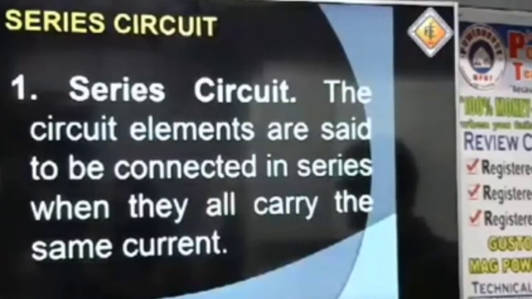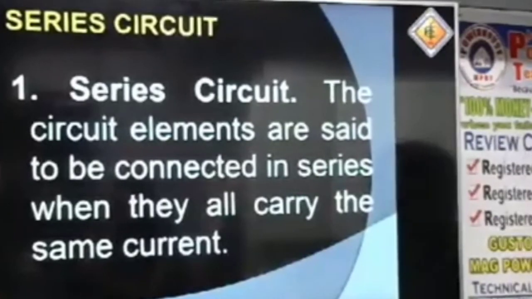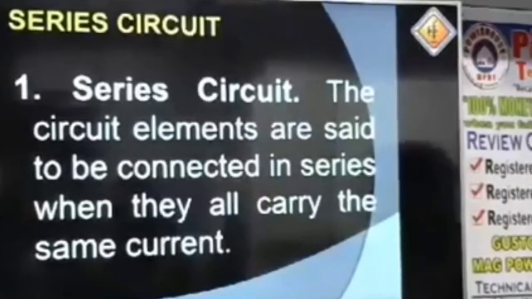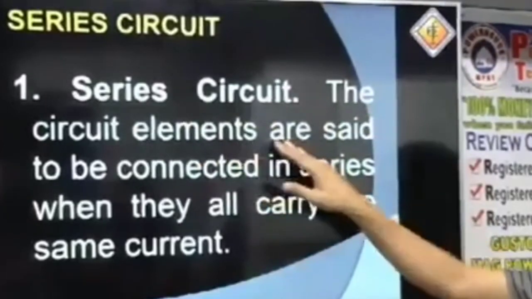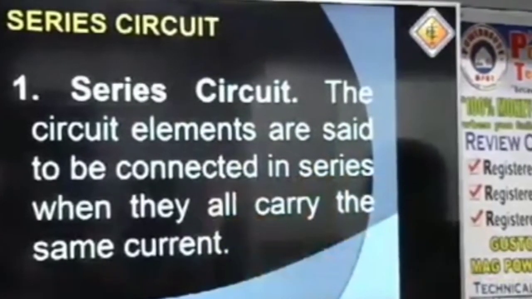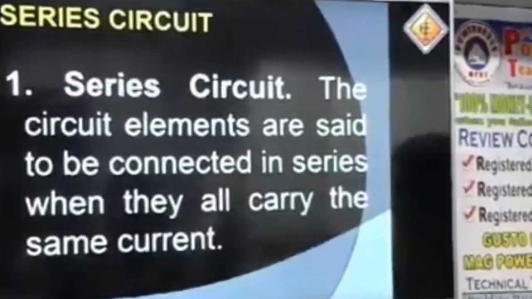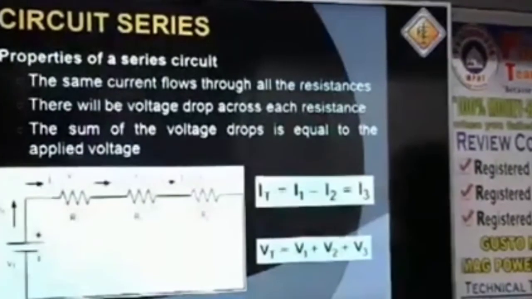Okay, last time we discussed already Ohm's law and Watt's law. For today, we'll be discussing the DC series circuit. In a series circuit, the circuit elements are said to be connected in series when they all carry the same current. So for a series circuit, we have the same current. Today, we'll be discussing the DC properties of a series circuit. So these are the properties.